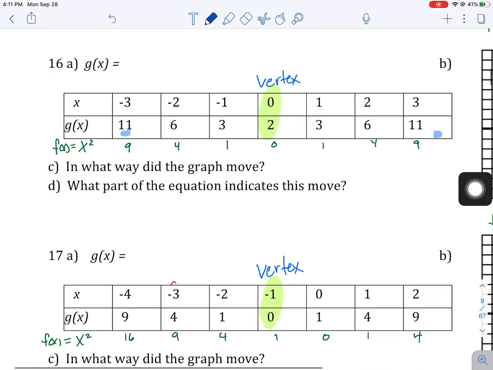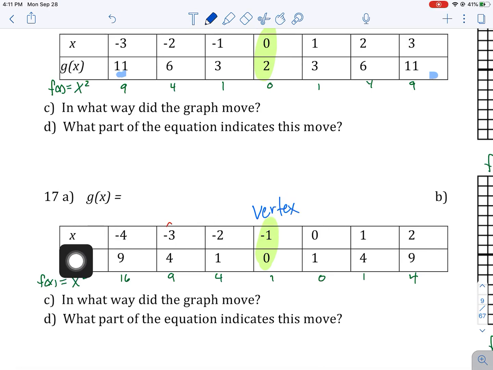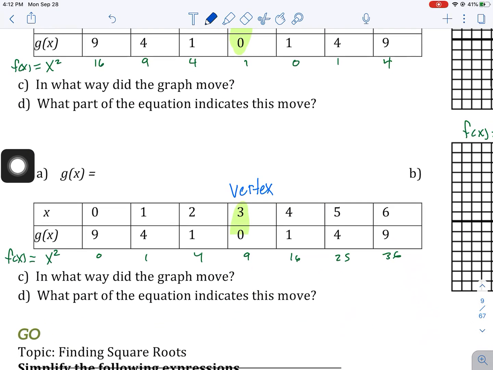Okay. On the next one, you're given the x and g of x, and the minimum value is -1. Okay, because when x is -1, y is 0. Notice it goes up 1 this way, it goes up 1 this way. The next one, the vertex, is the minimum value, and it is 0 when x is 3. So it goes up 1 this way and up 1 this way. 0 is the lowest value, so that is the vertex.